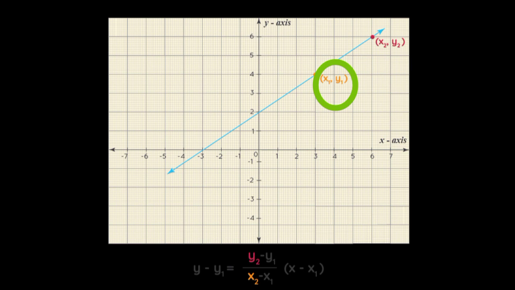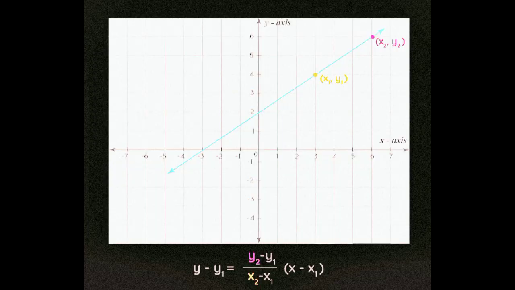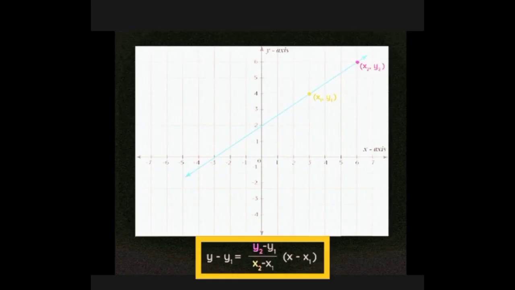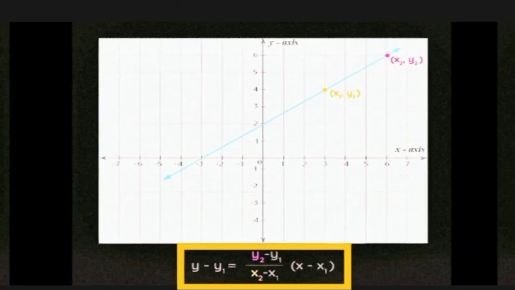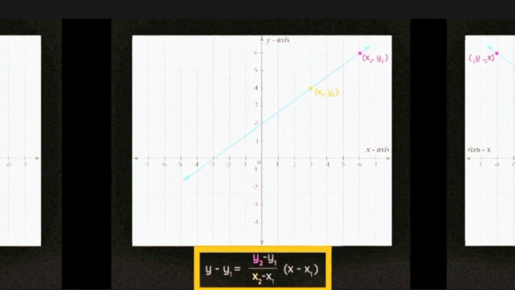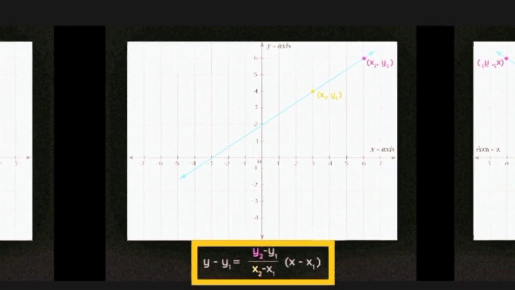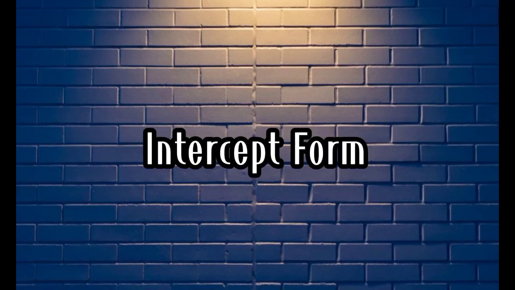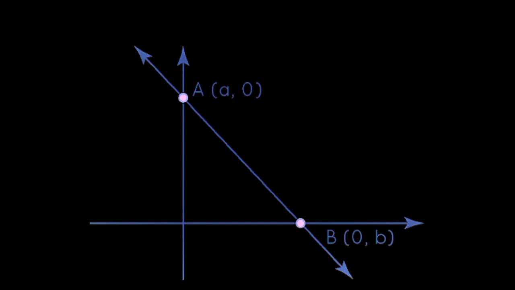2-point form. A straight line passing through points (x1, y1) and (x2, y2) is given by the 2-point form as y - y1 = ((y2 - y1)/(x2 - x1)) times (x - x1). Intercept form. A straight line having x-intercept as a and y-intercept as b, where point A is on the x-axis and point B is on the y-axis.